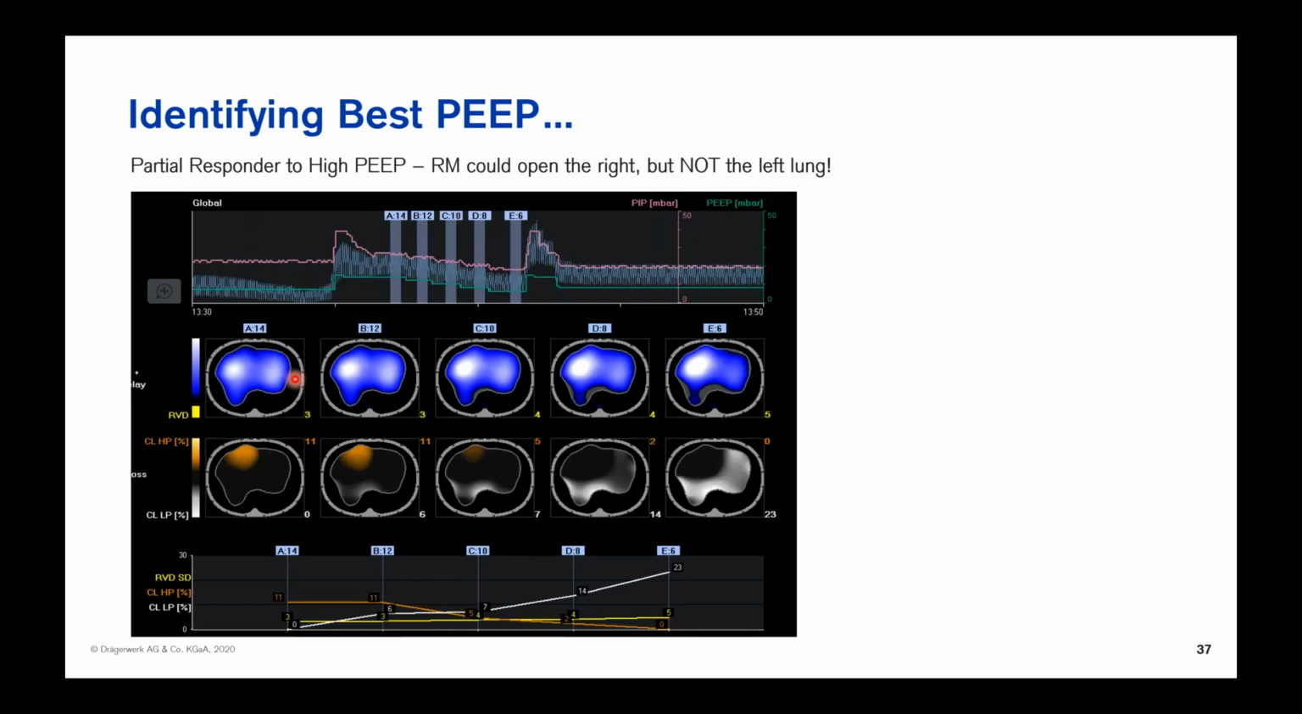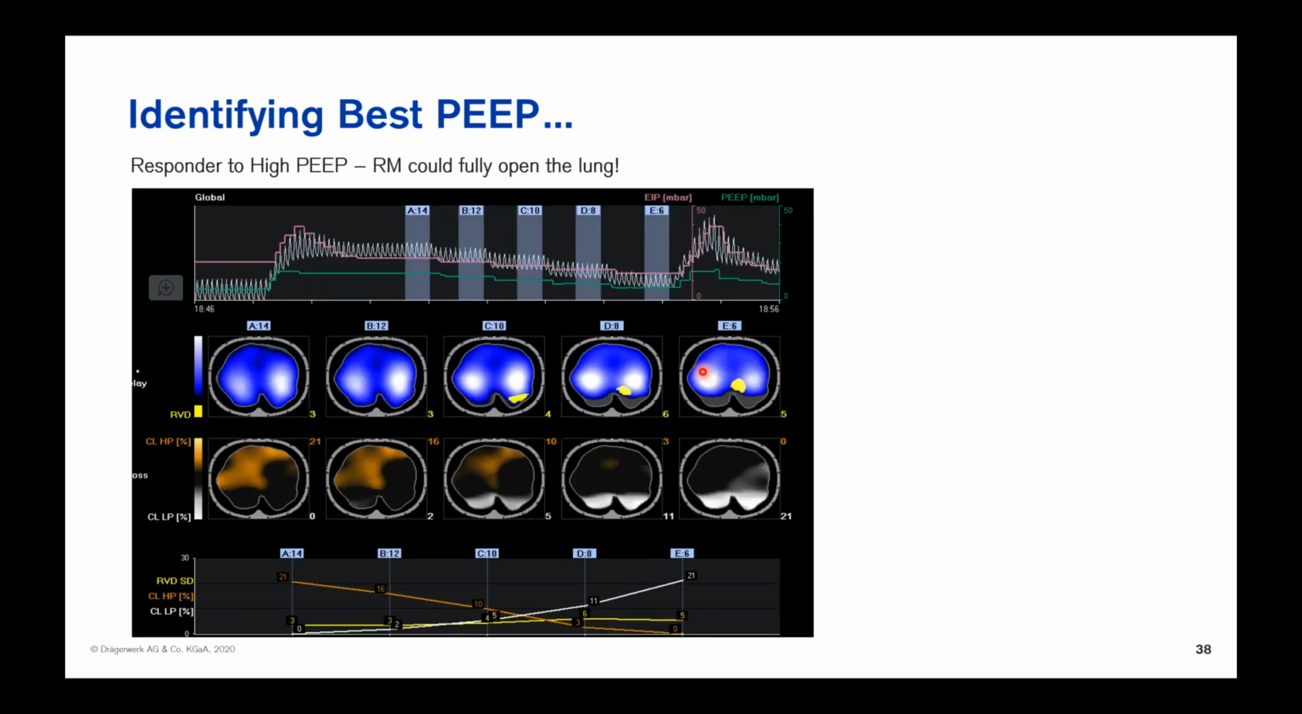Another example here is a partly collapsed lung, and in this patient, you can demonstrate that this patient actually requires a higher PEEP. However, probably also due to a pleural effusion, the left dorsal lung could not be opened. But still, in the right lung, the ventilation distribution at the highest PEEP is much more homogeneous as compared to the PEEP level of 6. So this is a patient where PEEP titration is required or certainly beneficial.